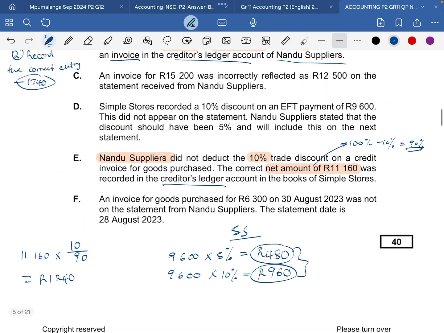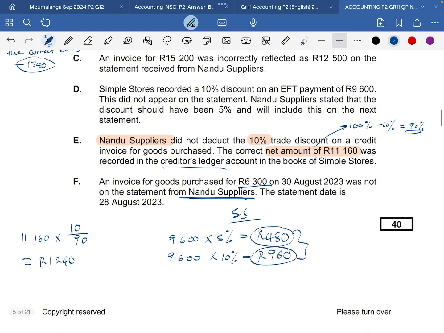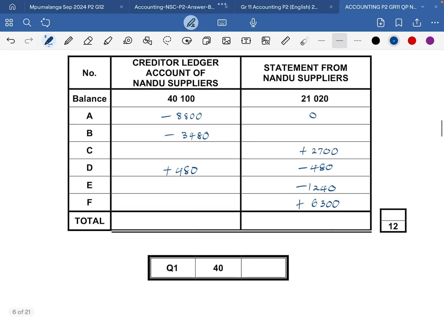Then lastly, F says an invoice for goods purchased for 6,300 on the 30th of August was not on the statement from Nandu Supplies, because the statement date is the 28th of August 2023. So the 6,300 doesn't appear on the Nandu Supplies statement, and we're going to simply take the 6,300 and add it here. Now what we're going to do is simply calculate and see if these two accounts match.